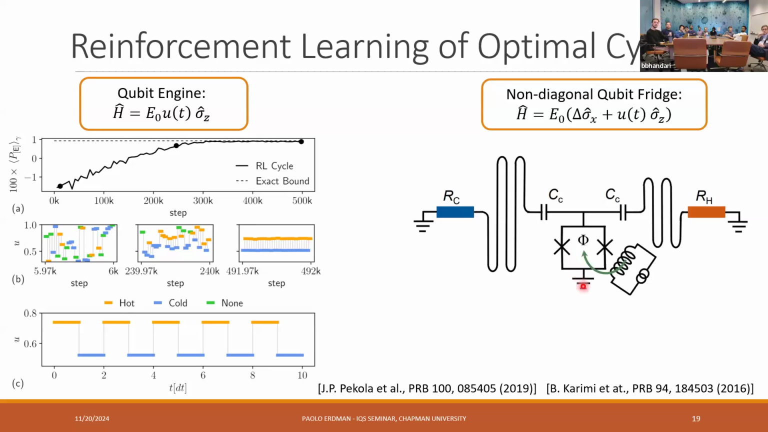as a refrigerator. So this time we're putting work into the system and we want to extract heat from the cold. So we want to cool one of the two resistors. And again, here the control is this prefactor of sigma z, but now we also have this term proportional to sigma x. So now when we change the control u(t), the Hamiltonian doesn't commute at different times anymore. And this has a big impact on the system because you're generating coherence in the instantaneous eigenbasis now.